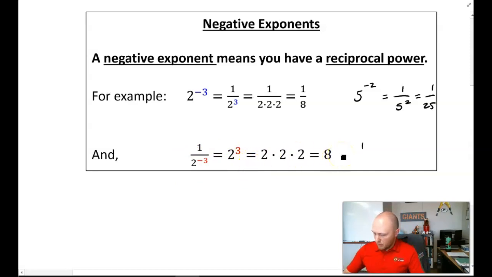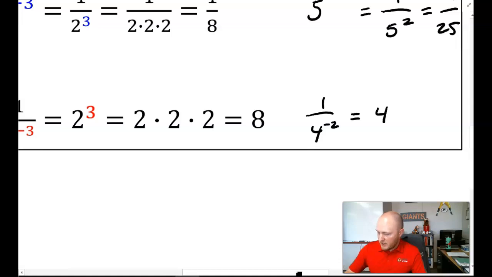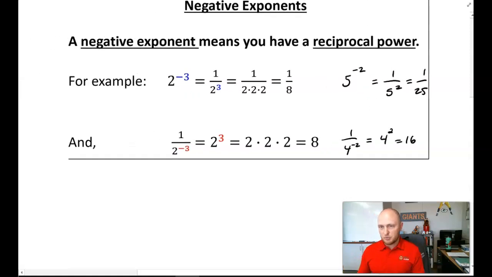So another example, 1 over 4 to the negative second. Take a second. What is 1 over 4 to the negative second? Okay, so hopefully you moved it into the numerator, and now the power is positive instead of negative. So your answer is 16. Okay, so that is the negative exponent property.